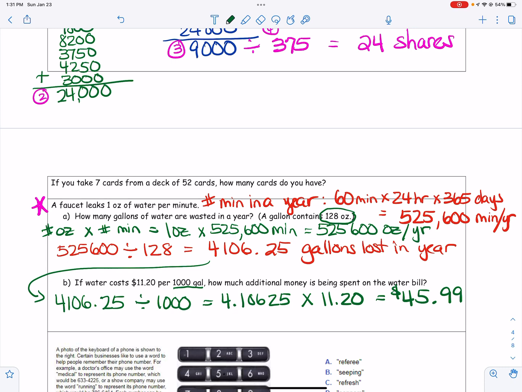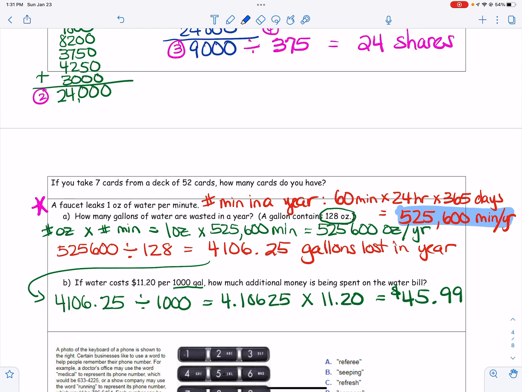Okay, so most importantly, the minutes per year. If you guys want to memorize this number right here, the minutes in a year never changes unless it's a leap year, but we're not going to deal with leap years. So the minutes in a year do not change.